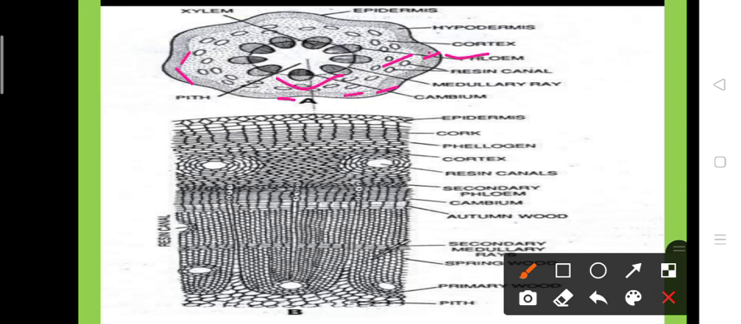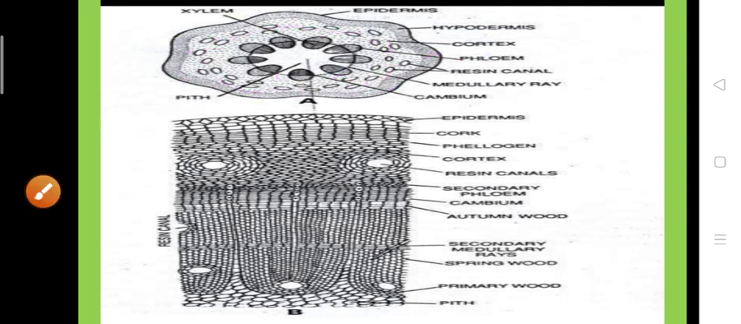Below the hypodermis, general cortex is present. This is the general cortex. It is made up of parenchymatous tissue. This cortical zone is chlorenchymatous and also possesses numerous resin canals. These are the resin canals.